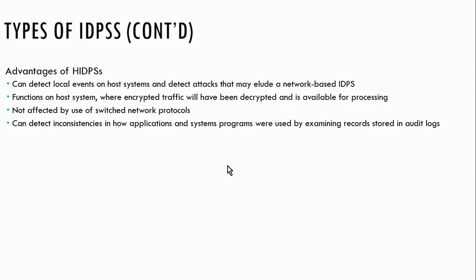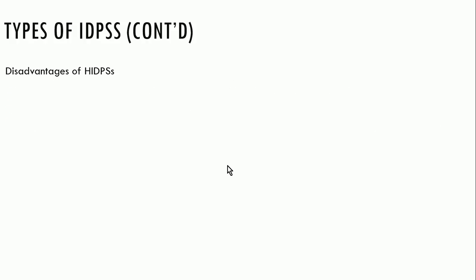It's not affected by the use of a switched network protocol. It can detect inconsistencies in how applications and system programs were used by examining records stored in audit logs. So it can use all of those logs that are baked into, say, Windows or Linux. And by the way, there are host-based intrusion detection systems for both Windows and Linux. They work very differently because of the way those operating systems work, but you can use them on both. They have versions of these for both.